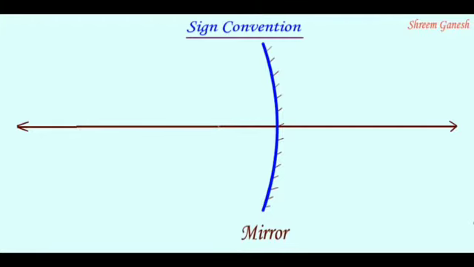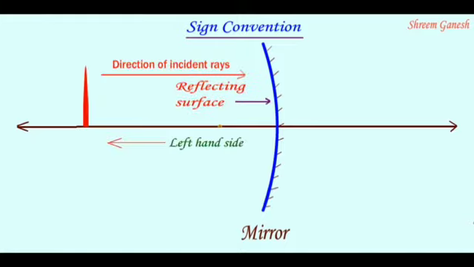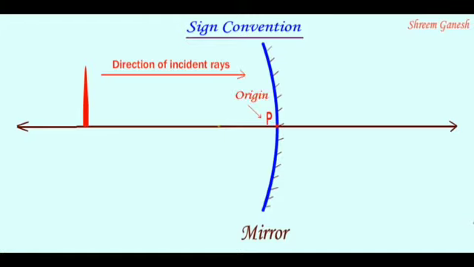Next topic is sign convention. Cartesian sign conventions are used for measuring the various distances in the ray diagrams of spherical lenses. According to the Cartesian sign convention, this is the refractive surface. The red arrow mark is the direction of incident rays. The center point P is the origin.